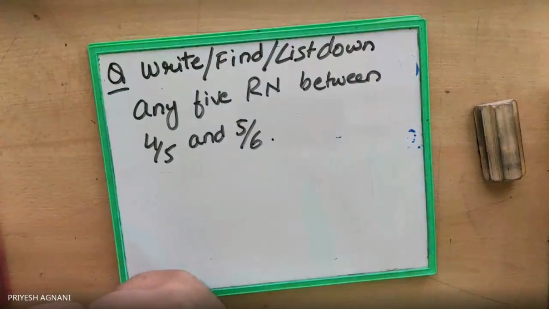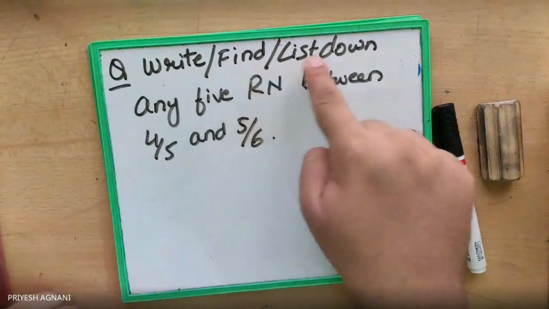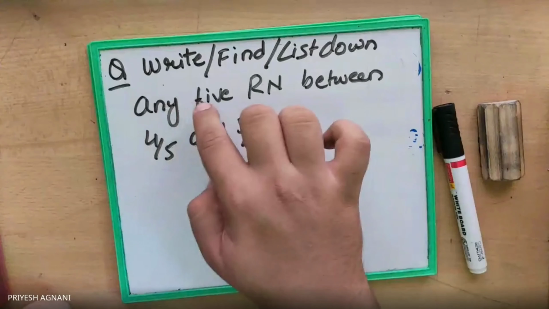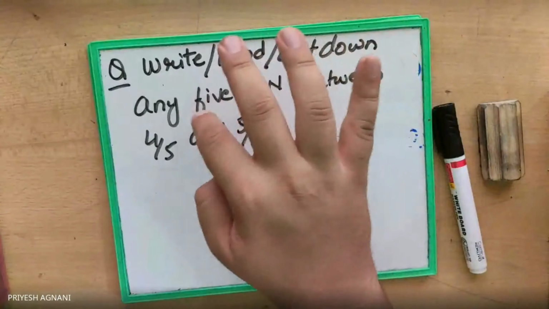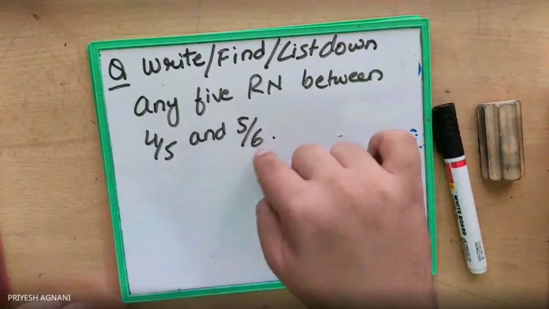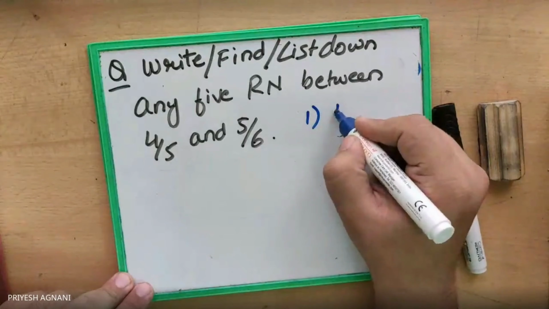See, what you are supposed to do in this type of question, pay attention here. Write, find or list down, that means you have to just find it out. Any 5. Any 5 means everybody will get a different answer of rational numbers. It is not the same every time. When denominators are different, the first step that you are going to do is LCM.